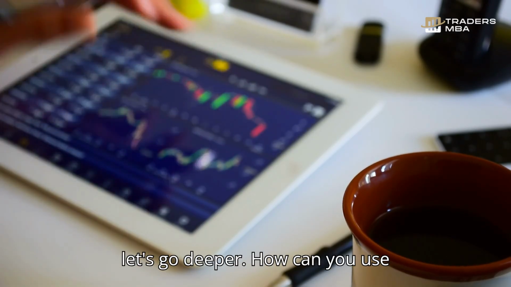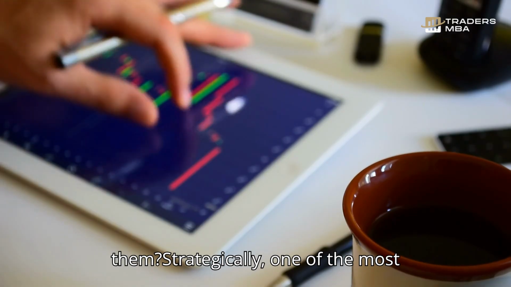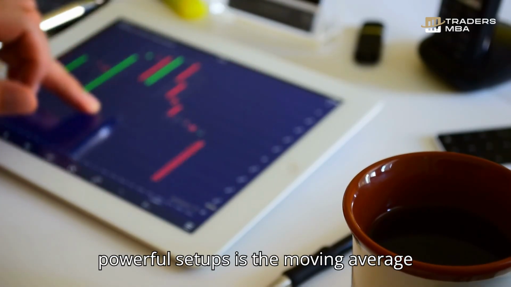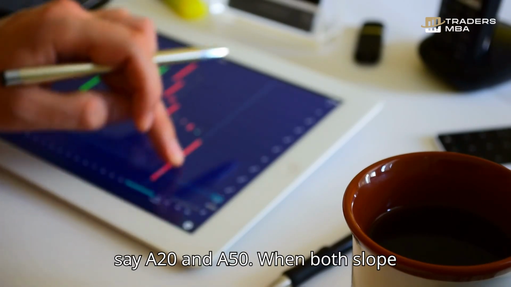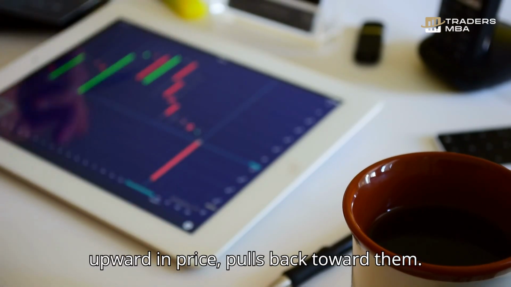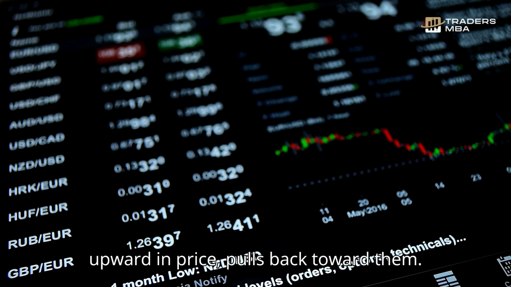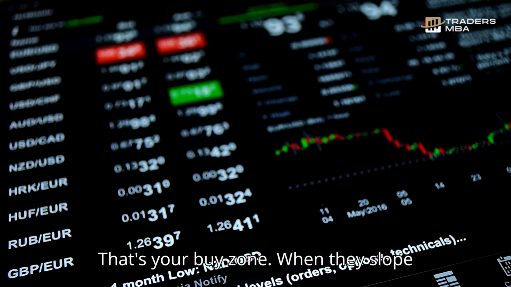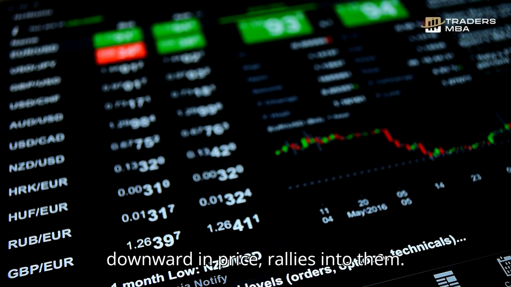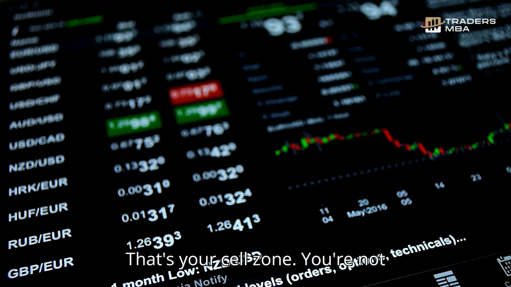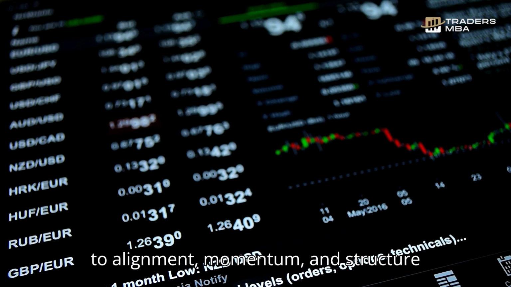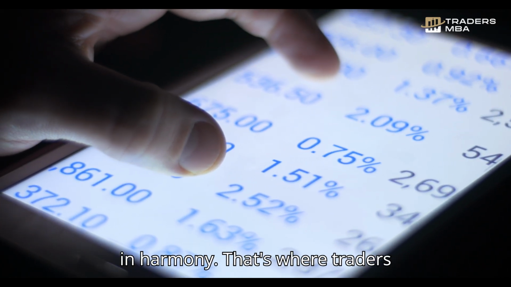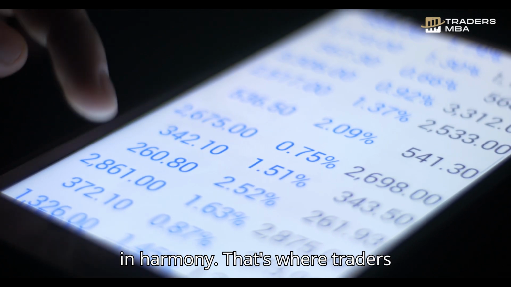So let's go deeper. How can you use them strategically? One of the most powerful setups is the moving average confluence strategy. You use two EMAs, say a 20 and a 50. When both slope upward and price pulls back toward them, that's your buy zone. When they slope downward and price rallies into them, that's your sell zone. You're not predicting the future. You're reacting to alignment. Momentum and structure and harmony, that's where traders win.